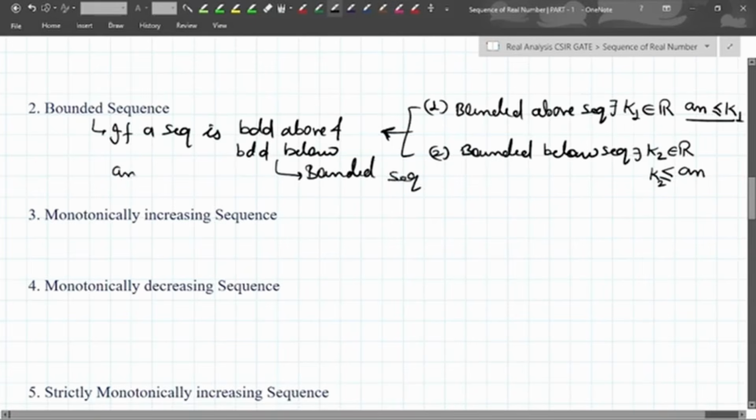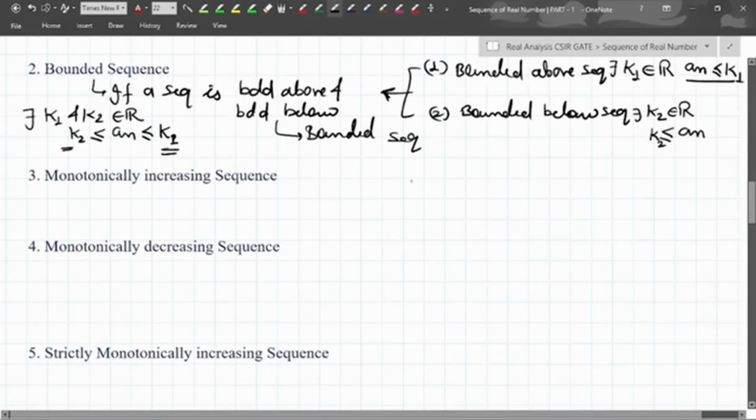It means each and every element will be less than k1 and greater than k2, where there exist k1 and k2 from the real numbers, and these are going to be the upper bound and lower bound. That may be the supremum and infimum also. Okay, this is the bounded sequence.